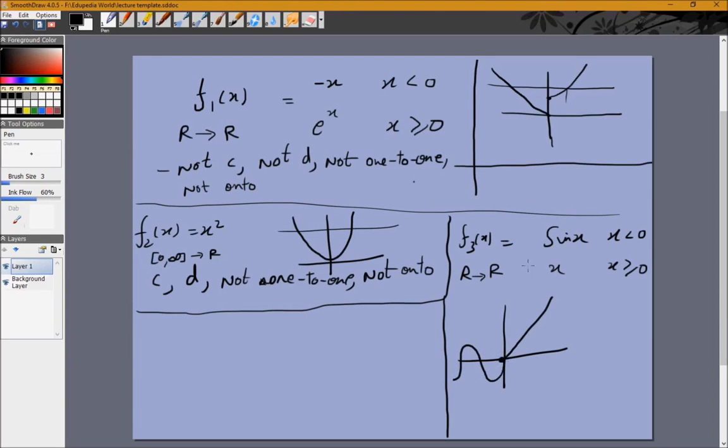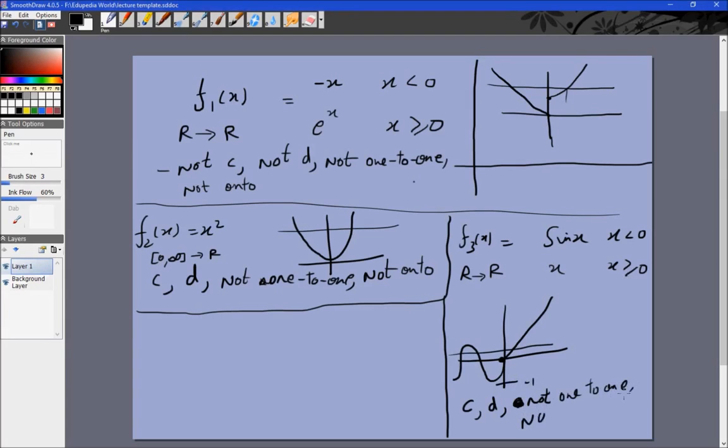Now the derivative at 0 for sin x will be cos x, which will be 1. And the derivative here is 1. So it is continuous and differentiable. It is not 1 to 1 for these, because of these things. And the range is given 0 to R, but it does not take any value below -1. So it is not onto.